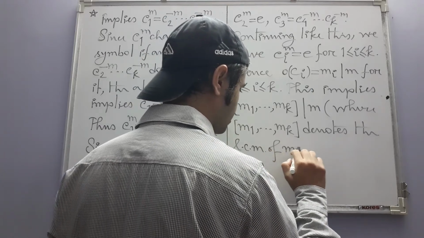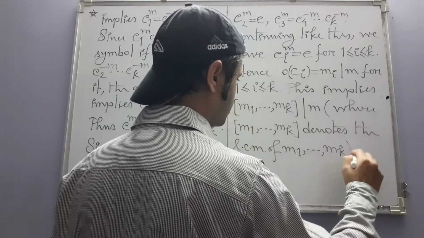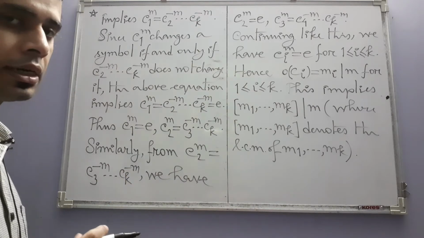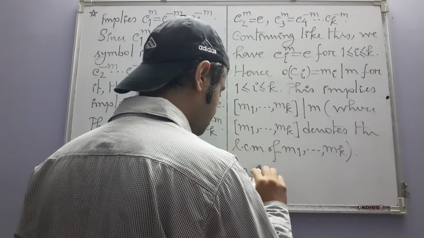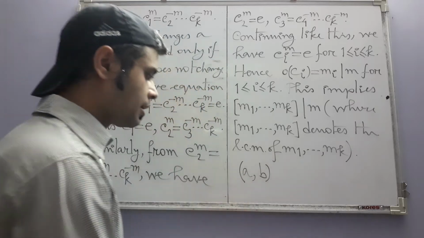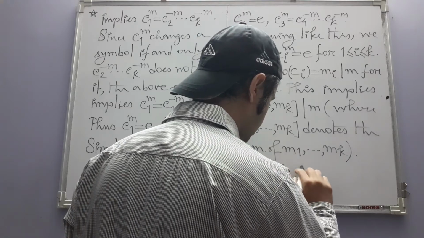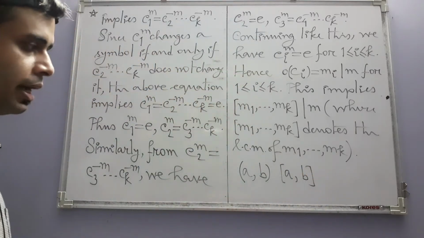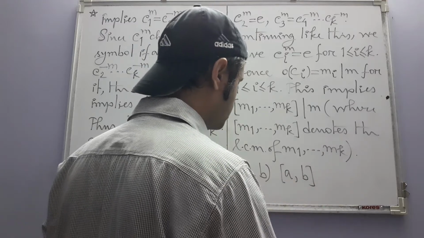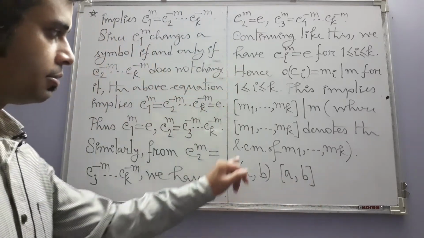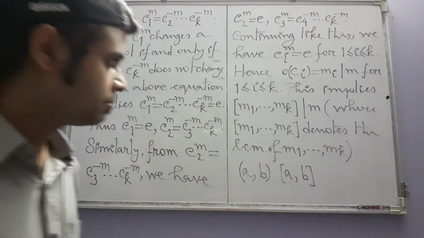of these mi's. If you are thinking why this weird notation, it is just an extension of the notation that Herstein has used in this book. Recall that for two integers, this is how Herstein denotes their greatest common divisor, and this is how he denotes their least common multiple. I haven't seen these notations anywhere outside this book, but because we are in this book itself, we continue to use them, and so this is a natural extension of this notation.